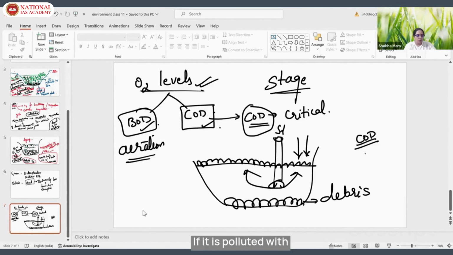If it is polluted with heavy metals, then it is extremely difficult to clean it. Okay, clear everybody? Next paragraph.